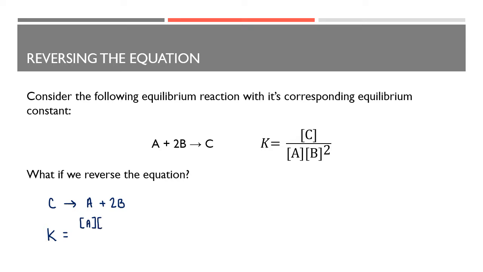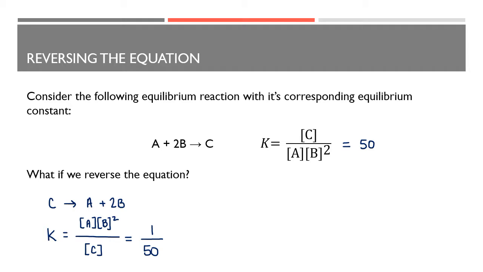We have the concentration of A times the concentration of B squared over the concentration of C. So you can see that the numerator and the denominator just switch spots. If we reverse the equation, the numerator and the denominator switch spots. Let's put some numerical values here. So say our first reaction had an equilibrium constant of 50. That means that if we reverse that, our new equilibrium constant will be 1 over 50.